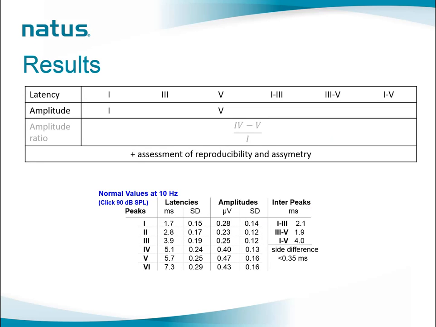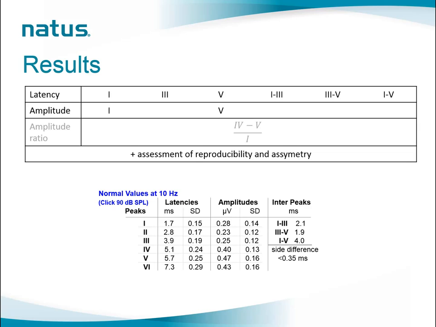In terms of results, we will mark the latencies for waves 1, 3, 5, the latency differences between 1-3, 3-5, 1-5, and the amplitudes for waves 1 and 5. The amplitude ratio, in my experience, I haven't seen it so much applied. However, what is also important to assess is how reproducible the waveforms are, and if we see any asymmetry between the responses from the left stimulation and the right stimulation.